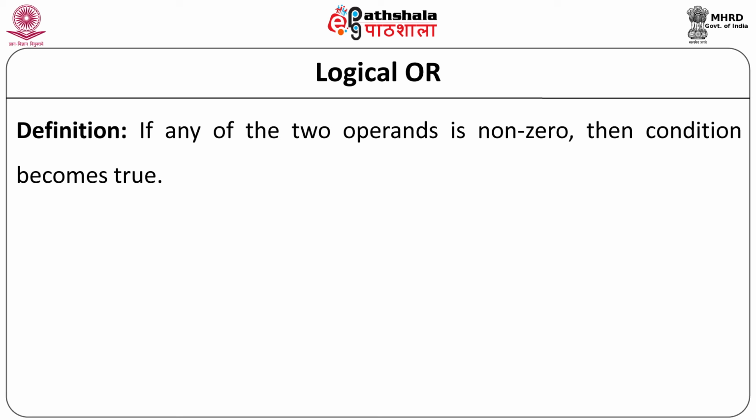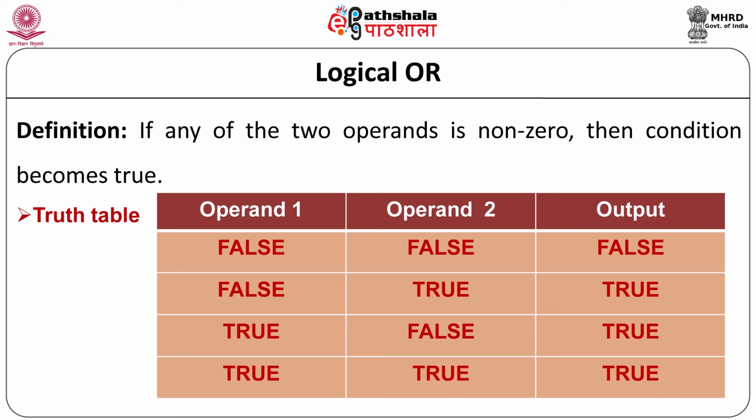If any of two operands is non-zero, then the condition becomes true. You can see the truth table of the logical OR operator. Here I consider two different operands, operand 1 and operand 2, and the output. If both operands are false, the result is false. If any one of the operands is true, then the result is true. If both operands are true, then the result is true.